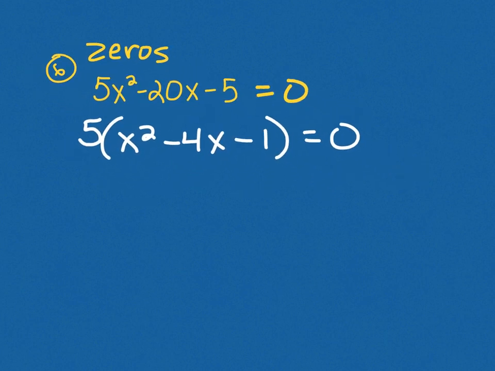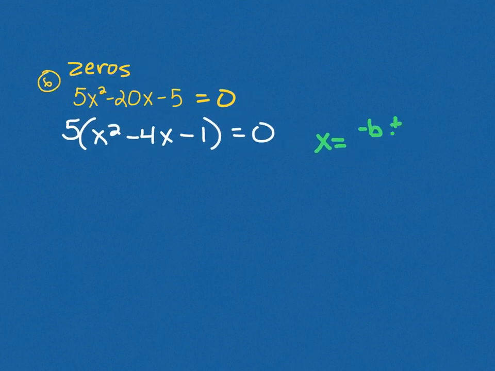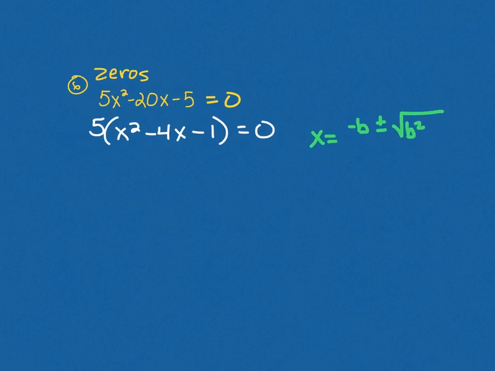You can use the quadratic formula on any quadratic. So if you're horrible at factoring, but you can plug into the quadratic formula, go for it. The quadratic formula, as a reminder, is negative b plus and minus the square root of b squared minus 4ac, all over 2 times a.